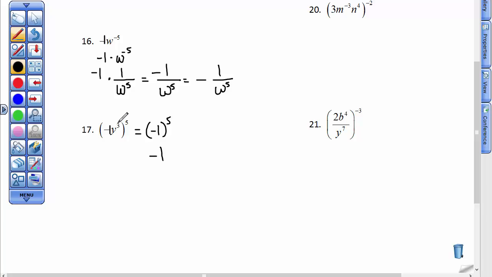But when you multiply a negative 1 an odd number of times, you get a negative 1. This y to the 3rd gets raised to the 5th power, and the property is to multiply 3 times 5. So we have a negative 1 times y to the 15th, and many people would just write that as a negative y to the 15th. They wouldn't bother with that 1 in front. All right, let's keep going.